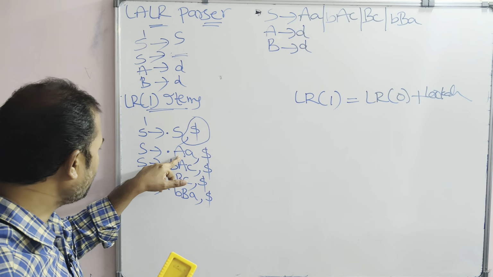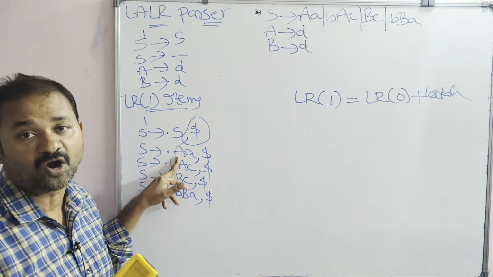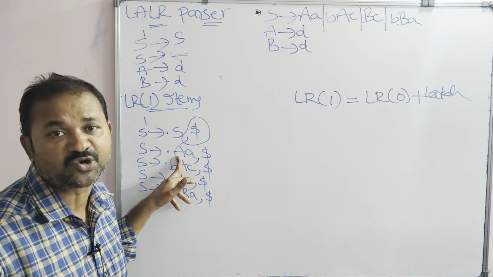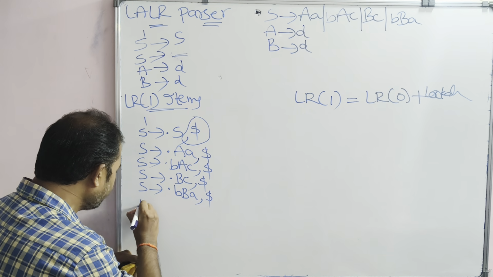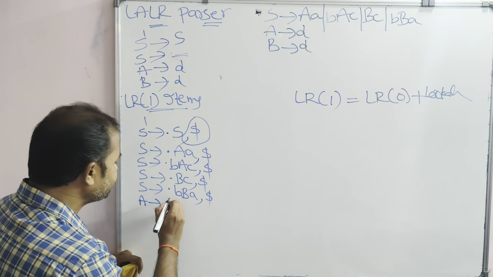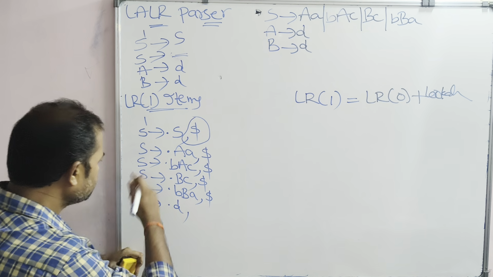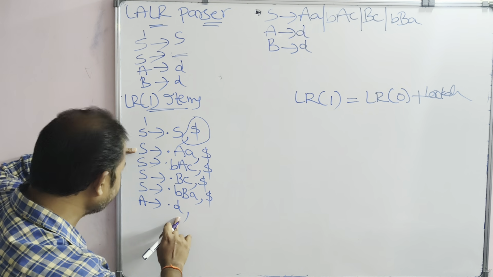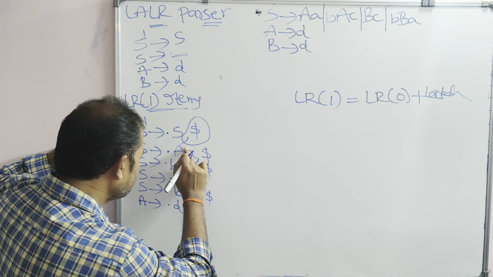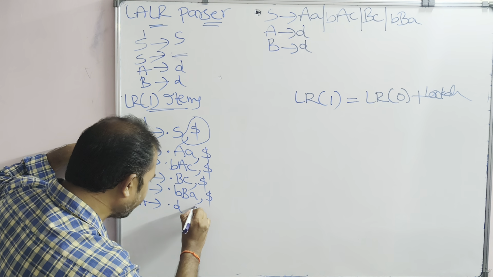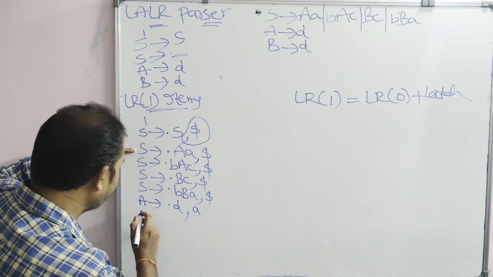Here after the dot, we have a non-terminal called A, so we need to find the closure of A. That means write the A productions. What are the A productions? A produces dot D. From this production we are writing this production. We need to find what comes after A, which is $. First of $ means $. So the look ahead is $.